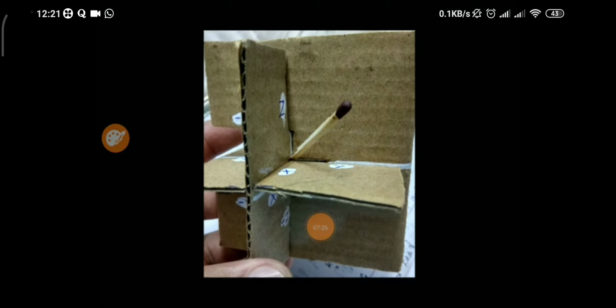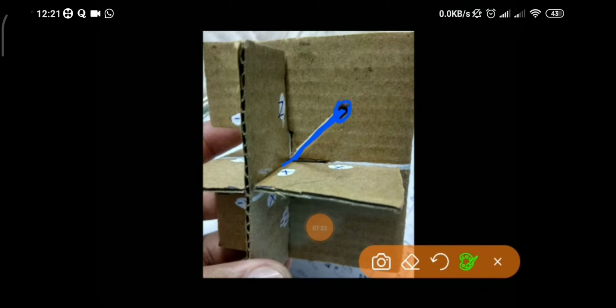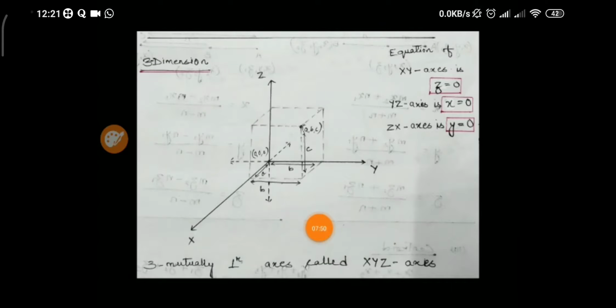Okay, and this is our line. Previously it was a vector in the Vectors chapter. Now we are considering it as a line. And remember, this line can be extended on the other side also, like this. Now that was the model.